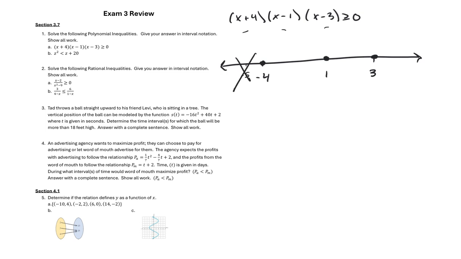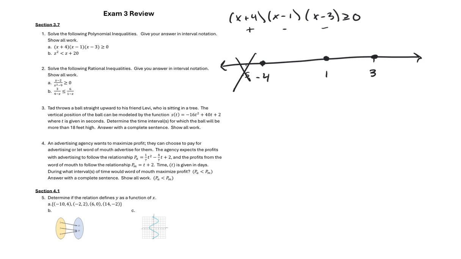Okay, so let's check this next region. What about -2? We plug in -2 to here, we get a positive number. Plug in -2 to here, we get a negative number. Plug in -2 in here, we get a negative number. Well, a negative times a negative is a positive, times a positive is a positive. So this region is good. We want to use this region.